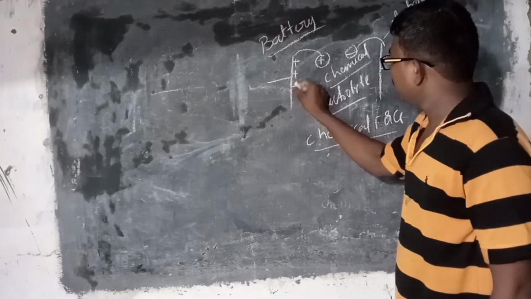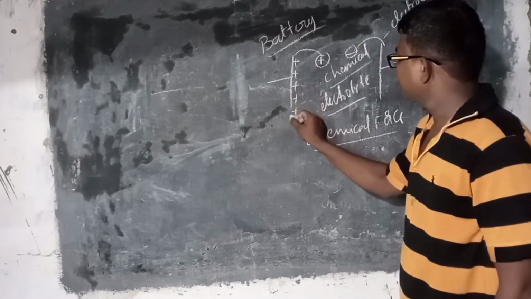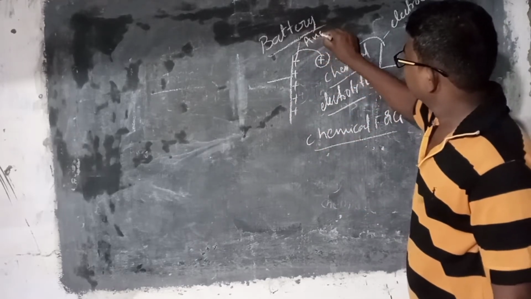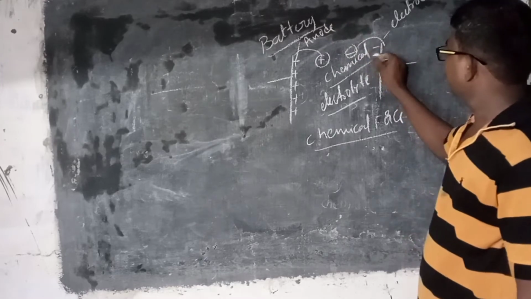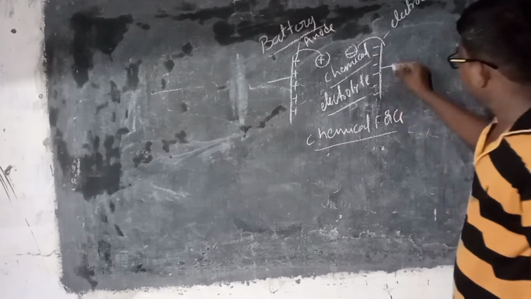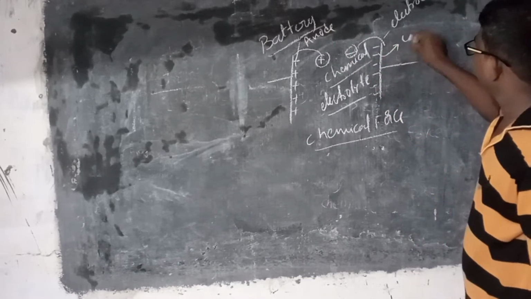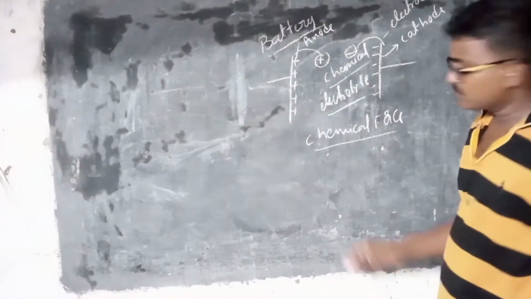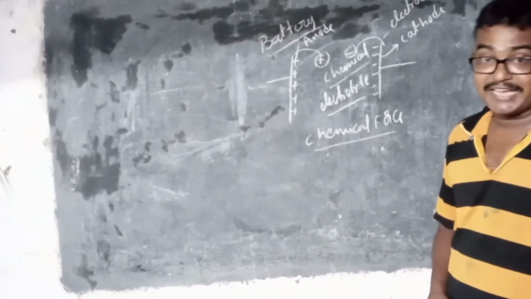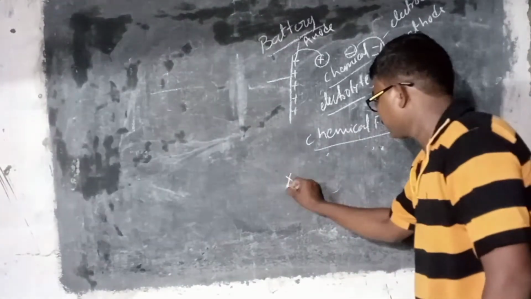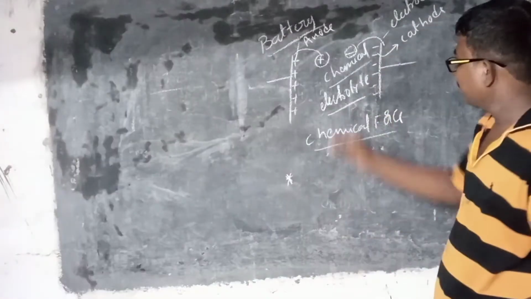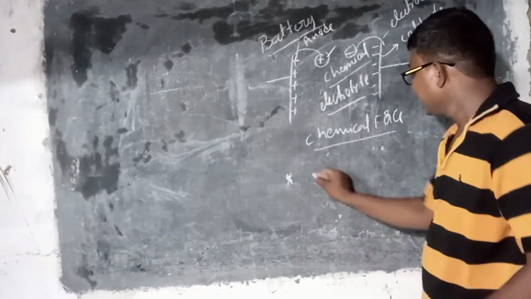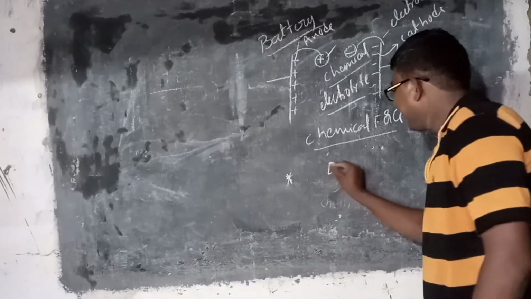All the positive ions are accumulated on one plate. This plate is called the anode. Negative ions are accumulated on another plate. This plate is called the cathode. Now the motion of ions experiences another type of force. This type of force is called electric force.